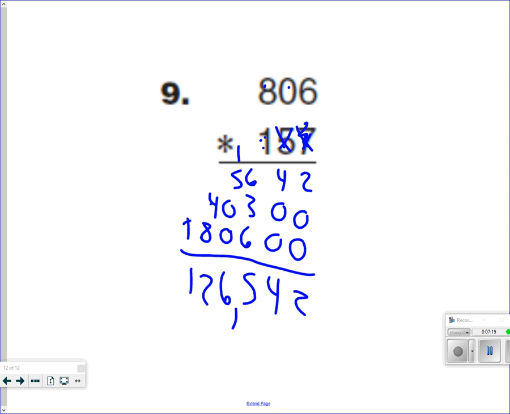Hopefully this helps a little bit. Remember again, cross multiplication will always help you. And make sure you set them up correctly.